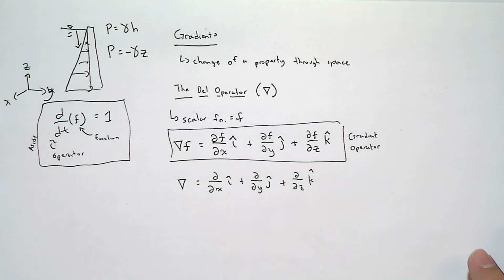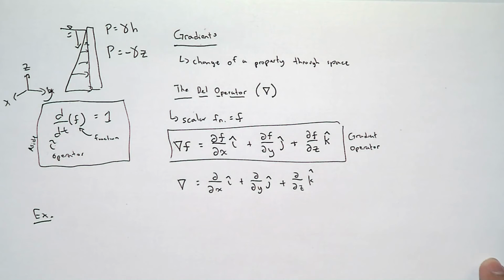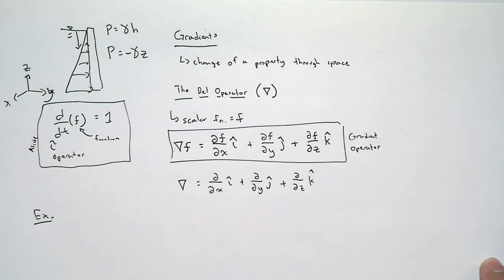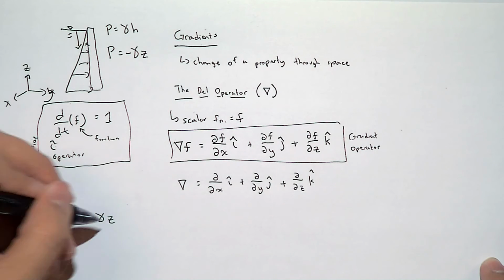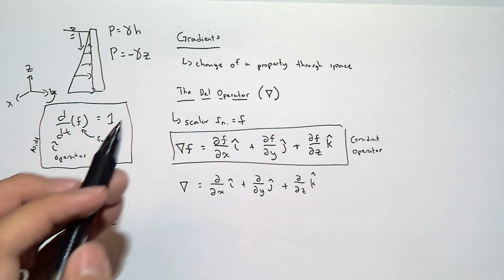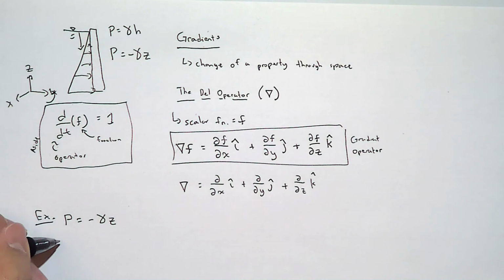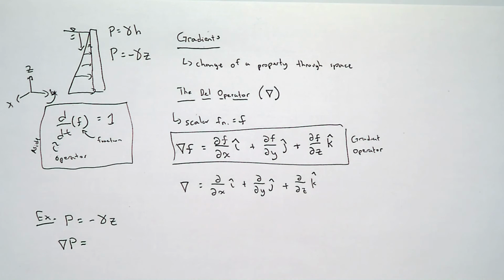Now let's see if we know how to apply it. Let's look at an easy example. I'm going to define the pressure field of a hydrostatic fluid with the following function: P equals negative gamma z. I think we're all familiar with that equation. This is just the hydrostatic pressure equation. My question is, what is the gradient of P? In other words, what is del P? Any ideas?